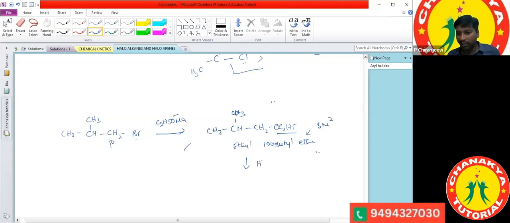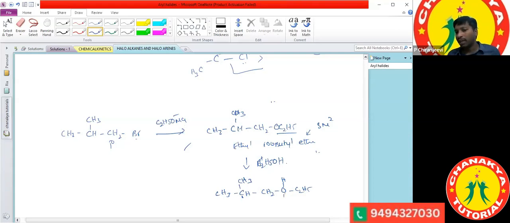H plus is there. Alcohol, C2H5OH. Is it the acid or which one? It is acid only. First it releases the H plus ion. This H plus ion attaches to the oxygen. Then it forms CH3, C, CH3, CH, CH2, O, H, C2H5. So this we can call a protonated alcohol.